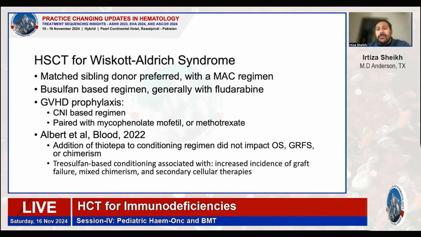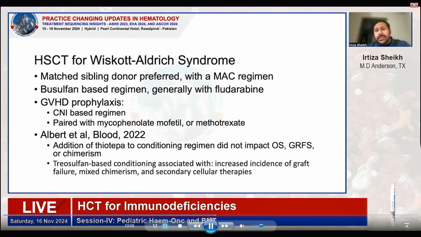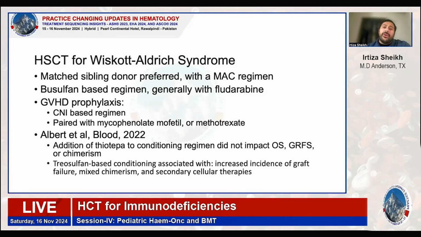Again, similar to SCID, when it comes to a transplant for these patients, a matched sibling donor is preferred. In this case, considering that these patients do have some baseline immune function, both qualitatively and quantitatively, a myeloablative conditioning regimen is preferred. Here in the United States at MD Anderson, as well as in a lot of other publications, they prefer a busulfan fludarabine regimen. However, there have been some cases where busulfan and cyclophosphamide have been used at myeloablative conditioning doses.